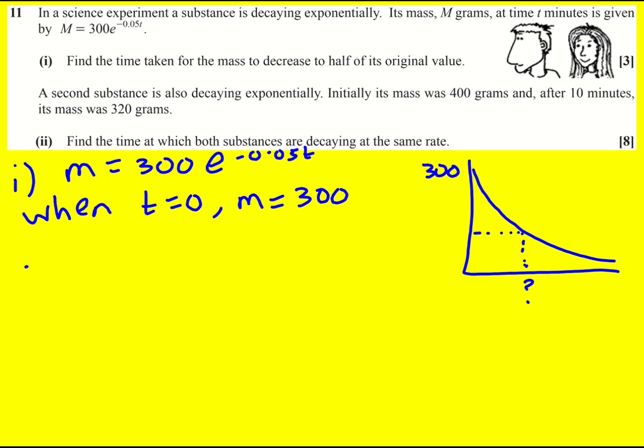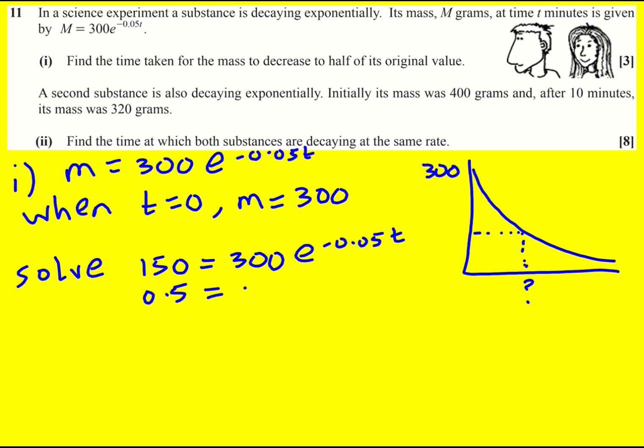Actually, let me just write that down. Solve 150 equals 300 e to the minus 0.05t. Divide through by 300, so 0.5 is e to the minus 0.05t. We can rewrite that as minus 0.05t equals ln of 0.5, because that's just the inverse operation of an exponential. When you write ln, you're saying e to the power of this thing is equal to this thing.